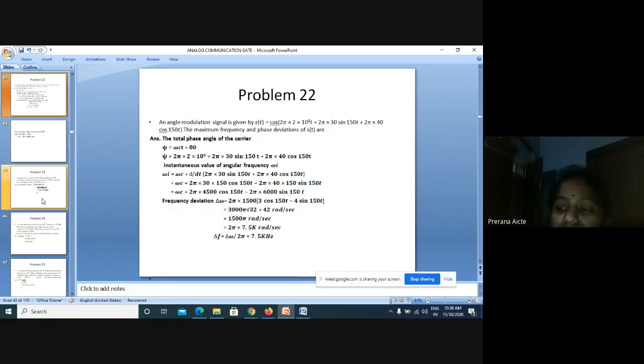Now in the demodulation, we should reverse the process. For this, we are going to make use of a VCO, that is a voltage controlled oscillator. By making use of this VCO, we are going to demodulate and recover the original message signal.